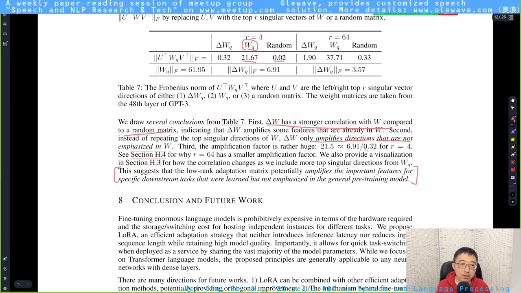Yeah, but how do you say that? The fine tuning finds something different than the original matrix, and they're saying that they changed the direction which was not emphasized in original W, and the amplification factor is huge. They say that there's a factor that can be 21.5 for R equal to 4.